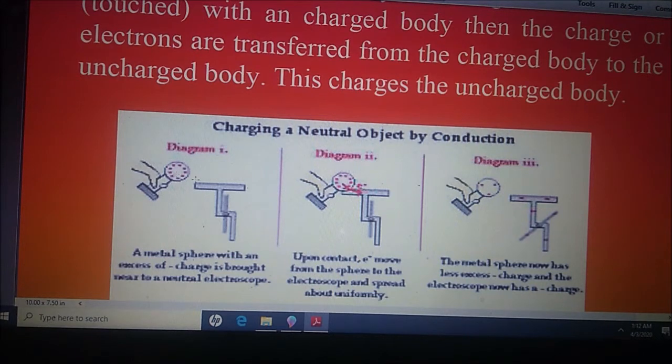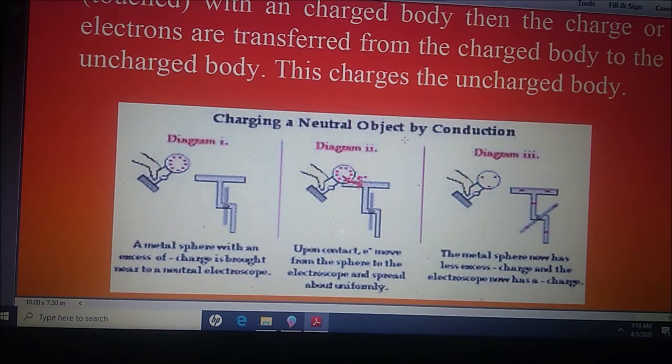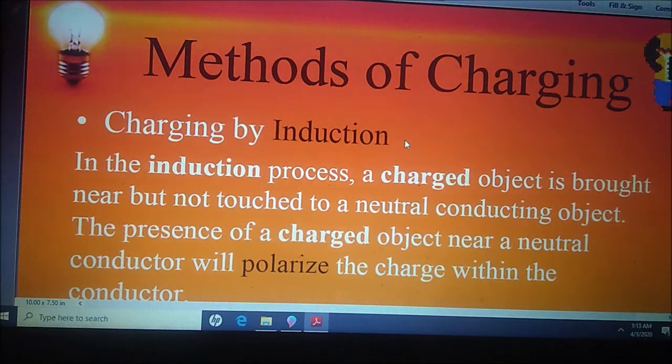So when we physically bring them in contact with each other, you see here they are in physical contact in the second diagram, and in the third diagram you see that some of the charges are acquired by the uncharged body. So this is the conduction process, by which you can charge a neutral object. It can be the loss of electrons, it can be the gain of electrons, but yes, this process is known as charging by conduction.